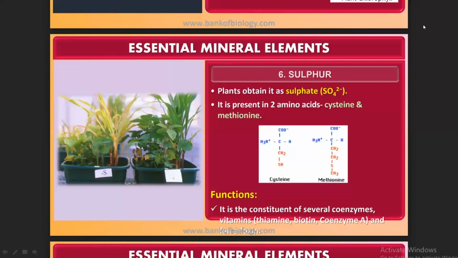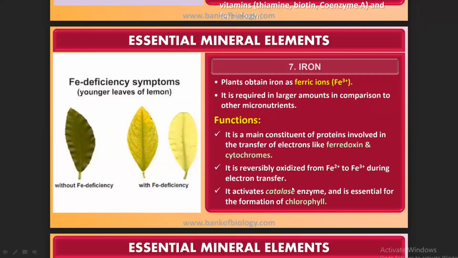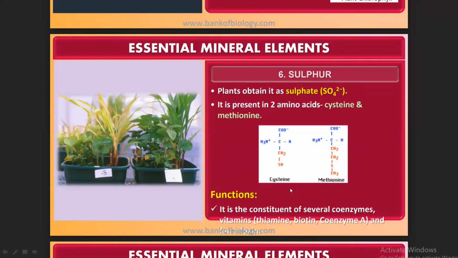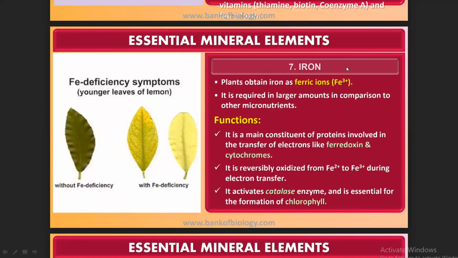So you have to know only the function. Okay, so sulfur. There are two amino acids, which are cysteine and methionine. Okay, you can see sulfur. These two amino acids are there. So it is a constituent of several coenzymes, vitamins and coenzymes.